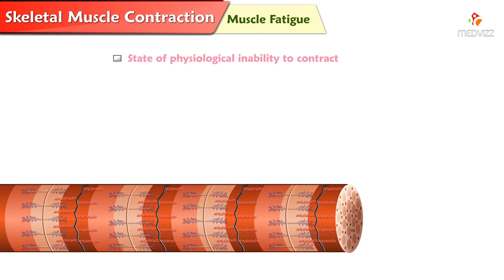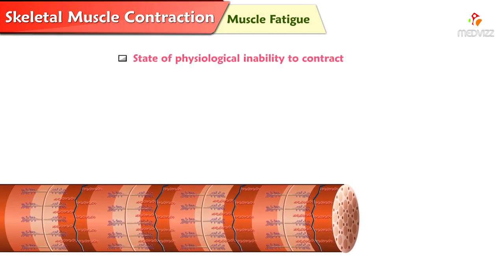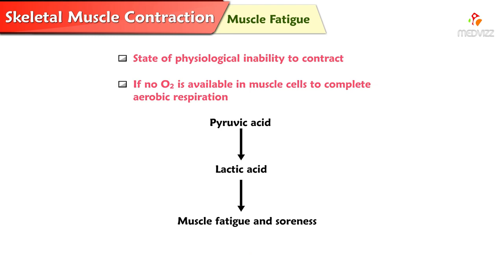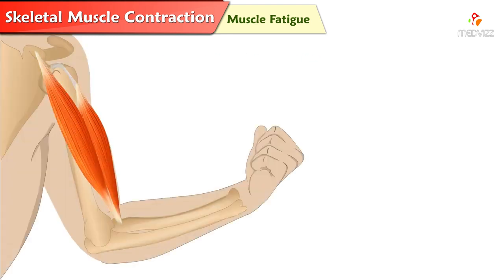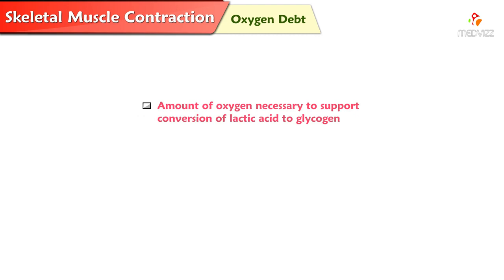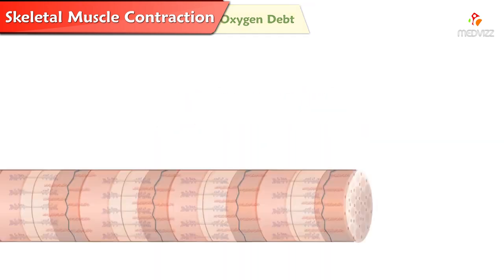Muscle fatigue. Muscle fatigue is a state of physiological inability to contract. If no oxygen is available in muscle cells to complete aerobic respiration, pyruvic acid is converted to lactic acid, which causes muscle fatigue and soreness. Muscle fatigue results from a relative deficit of ATP and accumulation of lactic acid. Oxygen debt. The oxygen debt is the amount of oxygen necessary to support the conversion of lactic acid to glycogen. This conversion is needed to replenish spent glycogen stores.